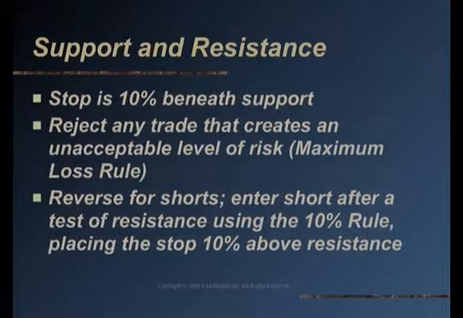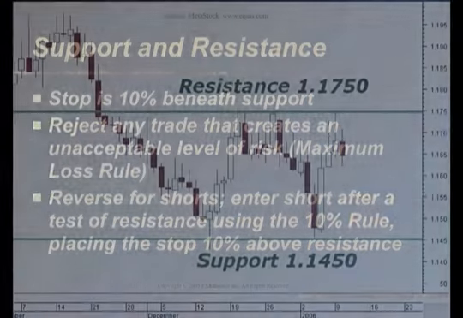Now, depending on the size of the range, that could create a very wide stop. So we're going to reject any trade that creates an unacceptable level of risk. Once again, we're referring to the maximum loss rule from the risk management section. We're going to reverse this for shorts. In other words, we'll enter short after a test of resistance using the 10% rule, placing a stop 10% above resistance and entering 10% beneath resistance.